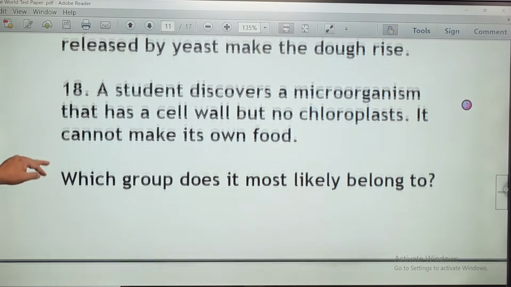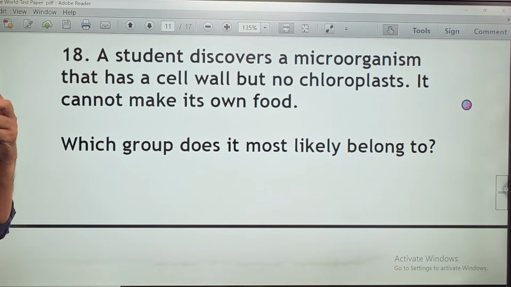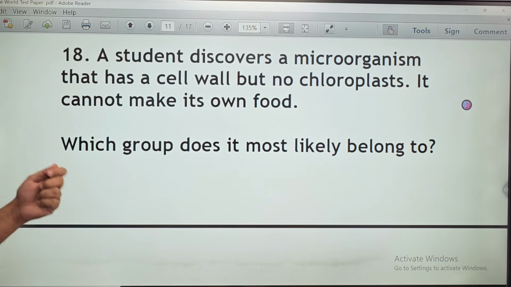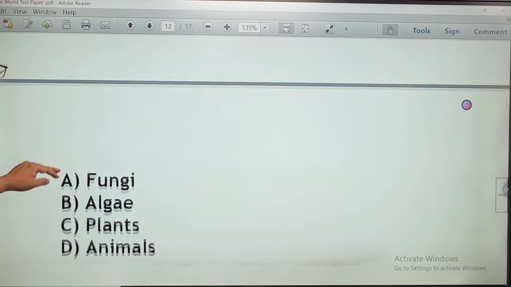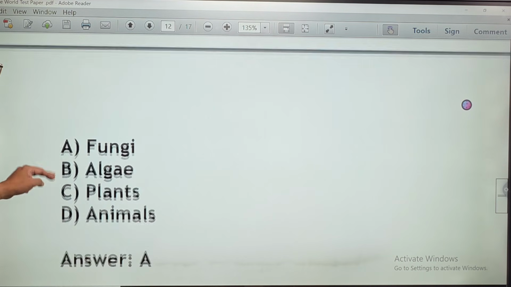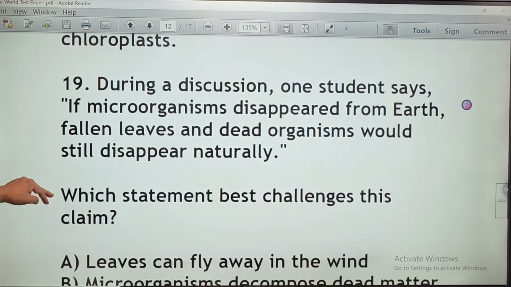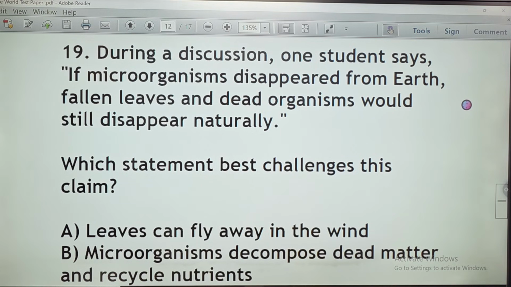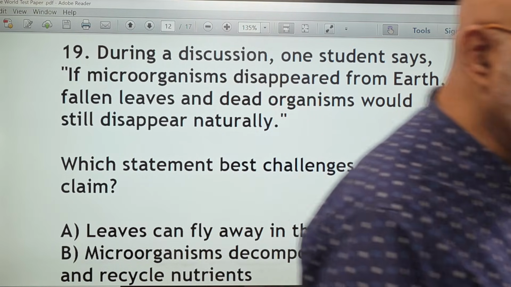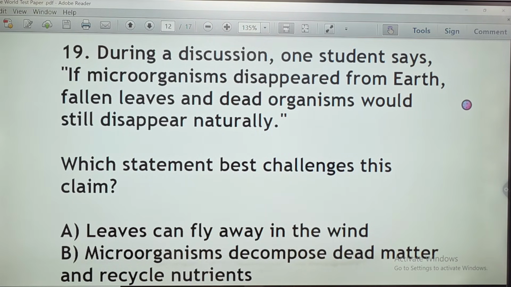A student discovers a microorganism that has a cell wall but no chloroplast. It cannot make its own food. Which group does it most likely belong to? Fungus, algae, plants, or animals? Fungus. Right?